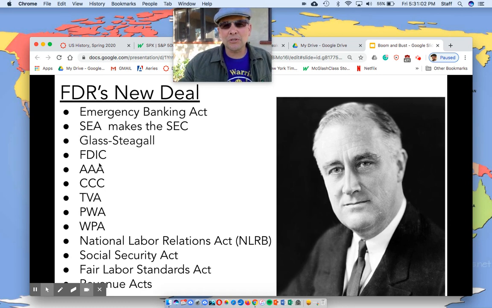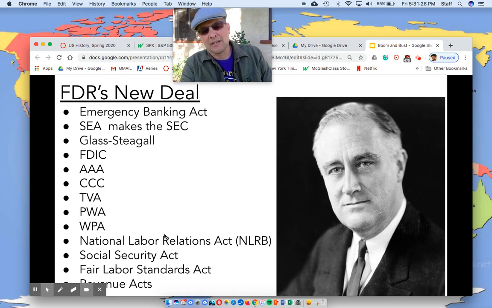And then you get the Agricultural Adjustment Act, which is basically the McNary-Haugen bill that the farmers had always dreamed of, but it's a massive government involvement in the agricultural economy. We get the Civilian Conservation Corps, the Tennessee Valley Authority, the Public Works Administration, the Works Progress Administration. This is why they called the New Deal alphabet soup. But the bottom line is that under FDR, the government steps up and embraces its responsibility and its duty to handle it when the private sector collapses.